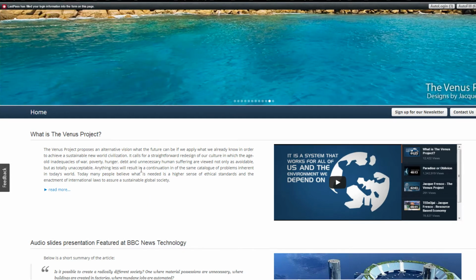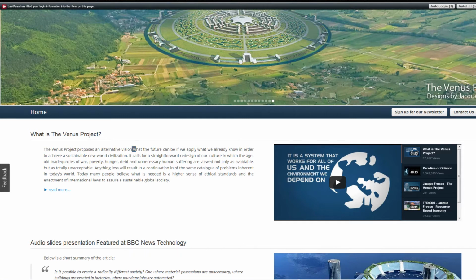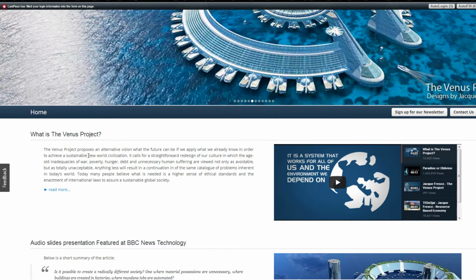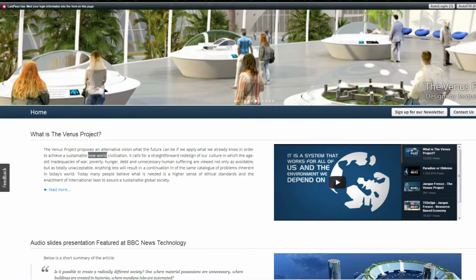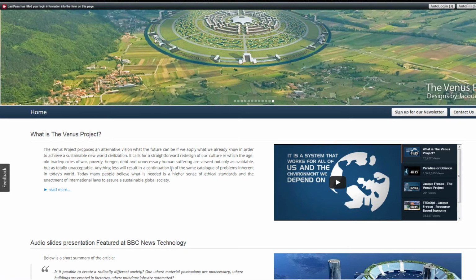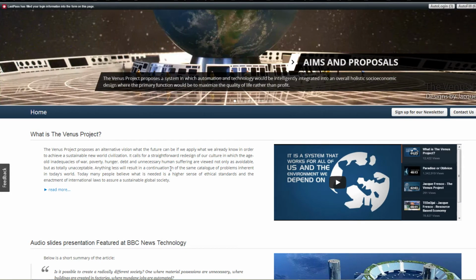Alright, so first thing is right here on the first page, Venus Project proposes an alternative vision of what the future can be. So right here, of what the future can be. Would also recommend removing new, so it becomes to achieve a sustainable world civilization. This just avoids new world order BS, you know? Next is in a continuation of the same catalog of problems. So just remove in, a continuation of the same catalog of problems. Remove in.